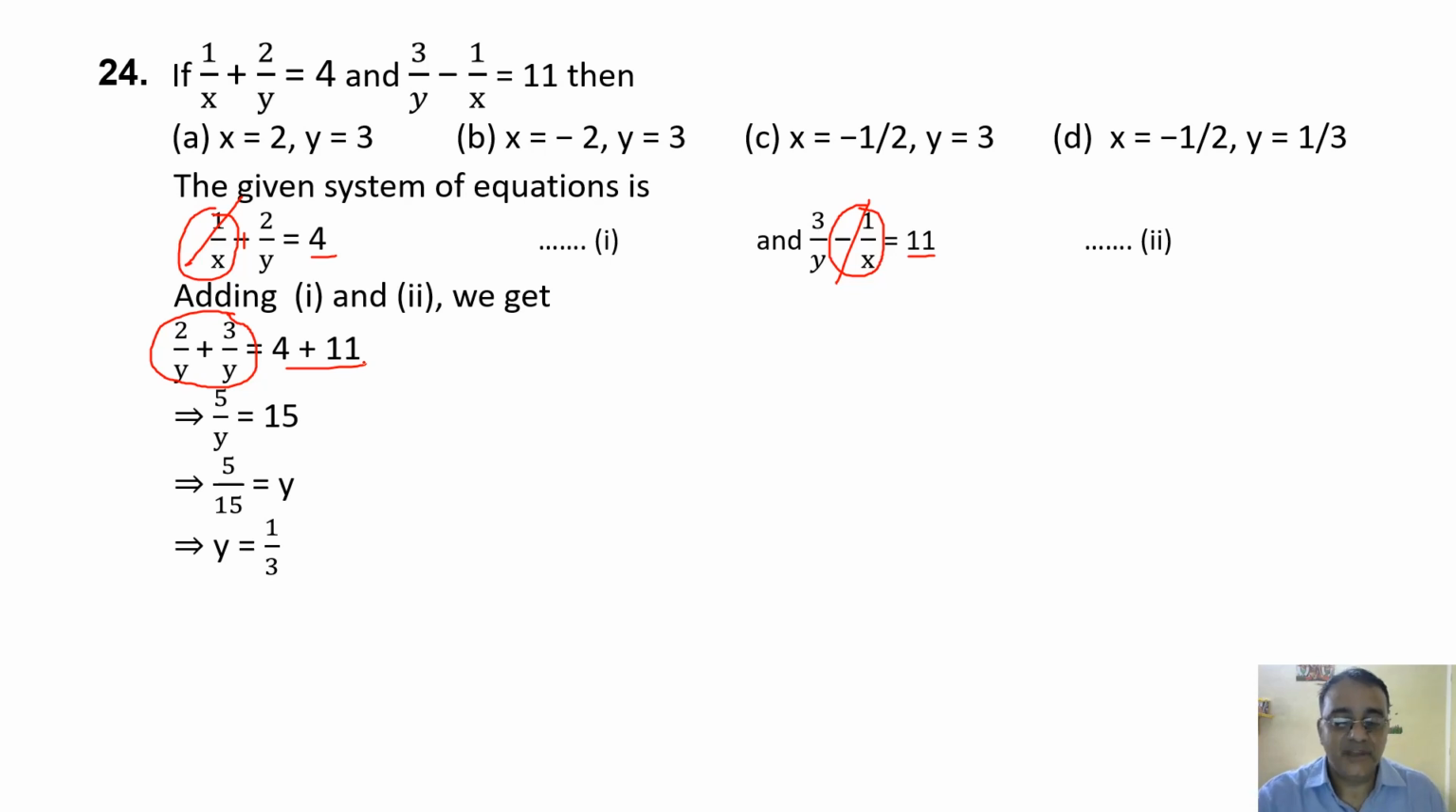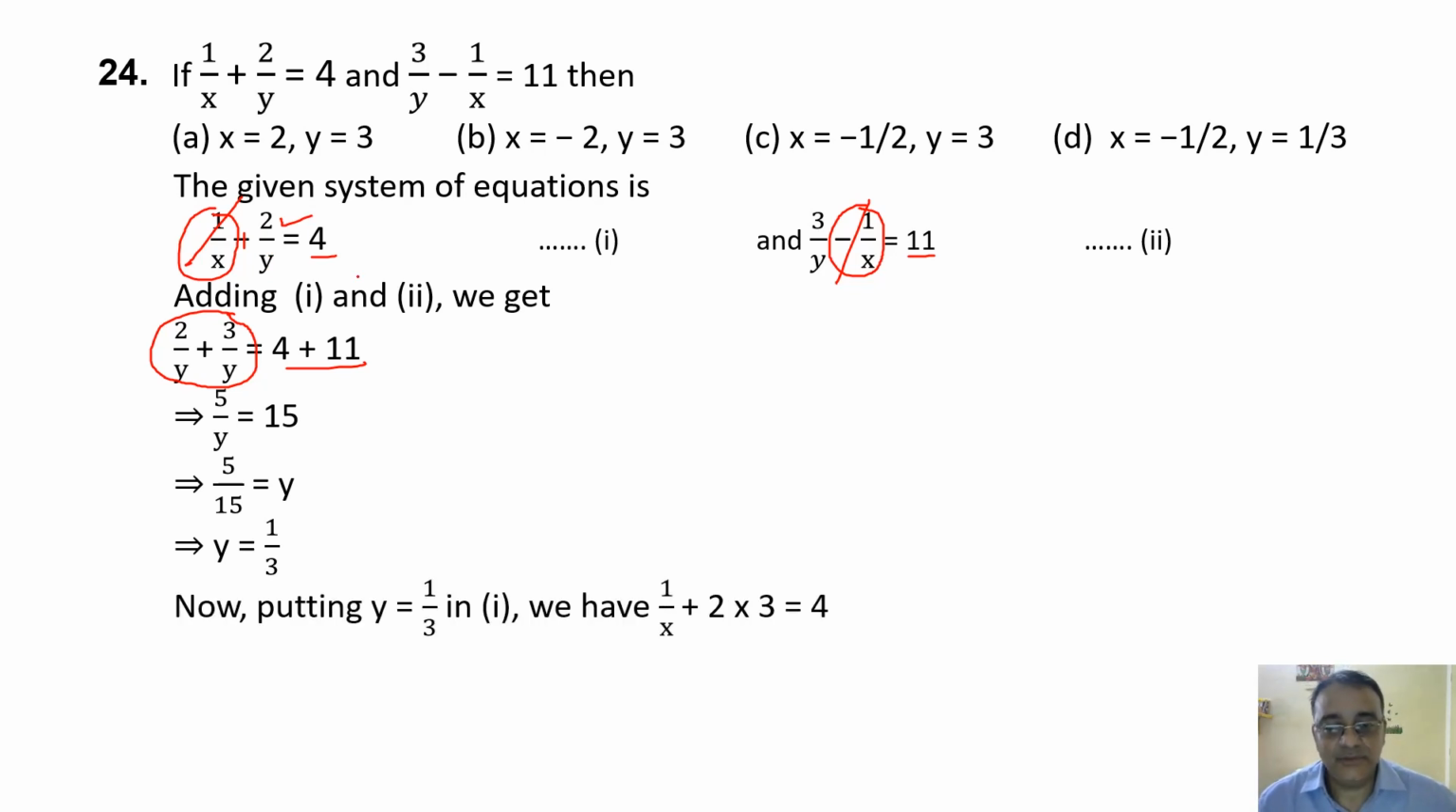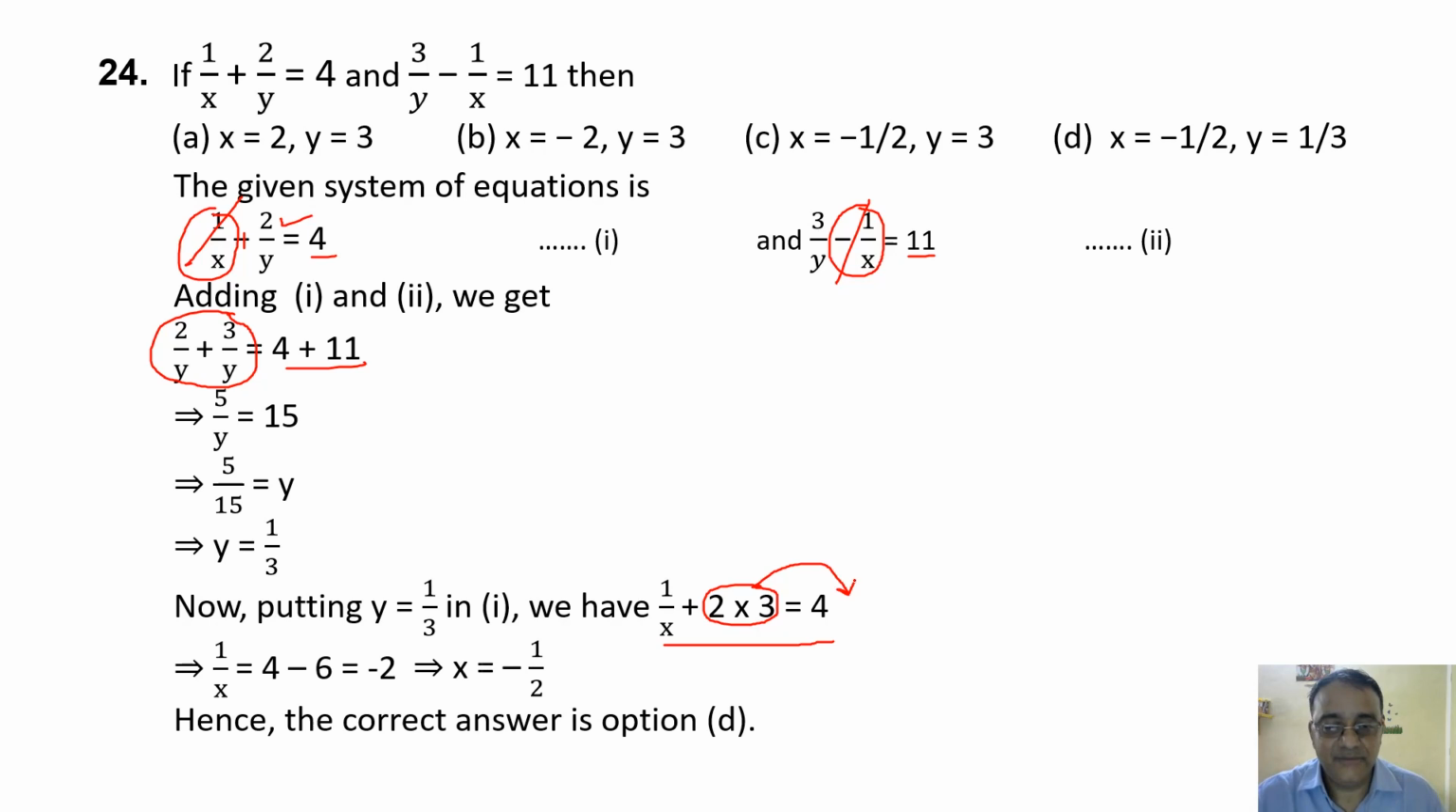Now this value, we will substitute here in this equation, right? So 2 by y will become 2 into 3. If you substitute y is equal to 1 upon 3, that will become 2 into 3. This is clear? Yes, sir. Okay, now this is 6, shift to this side, will become 4 minus 6, that is minus 2. So what is the value of x? Minus 2. 1 by minus 2. Very good. That is minus 1 upon 2. Okay, x is equal to minus 1 upon 2, and the correct option is D.